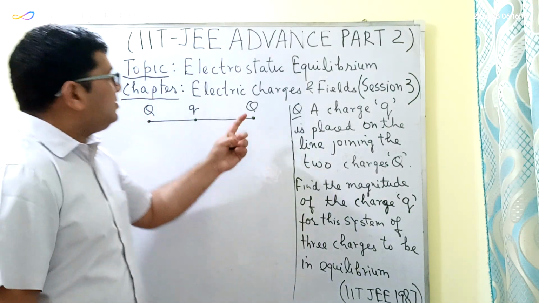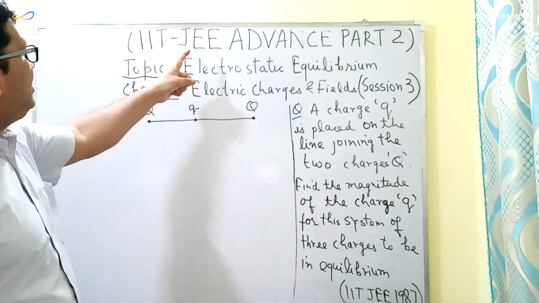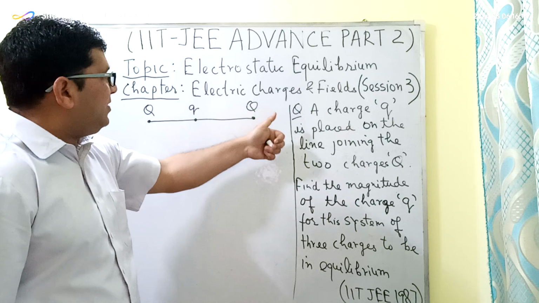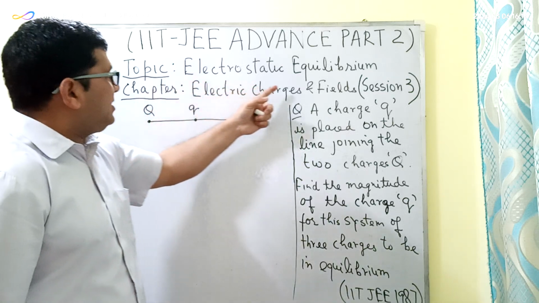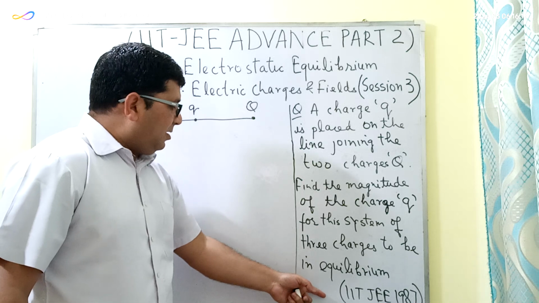Good evening, everyone. This is session 3 from the playlist of IIT JEE Advanced Part 2. The chapter is Electric Charges and Fields, and the topic is Electrostatic Equilibrium. And this is the question which I have taken for this session.